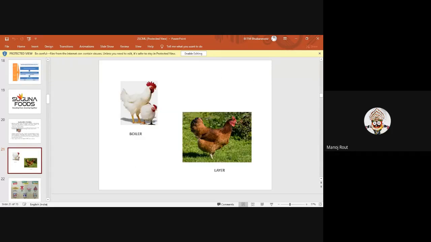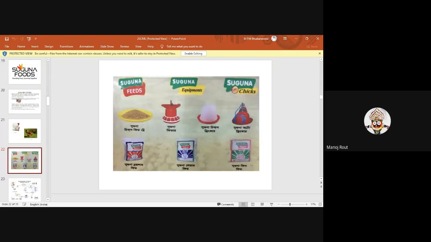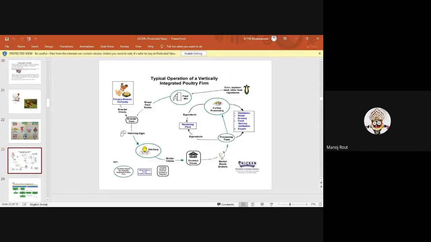So these are the basic or famous breeds of Sugna Foods, that is broilers and layers. These are the products: Sugna and Sugna equipment, Sugna chicks. And this is the typical operation of a vertical integration, or you can say the value addition of the supply chain in the case of Sugna.